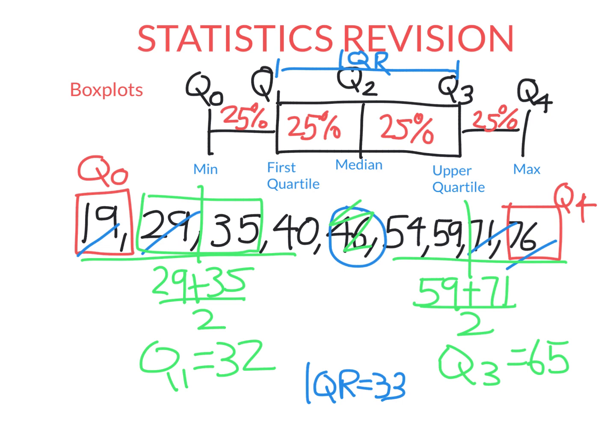The interquartile range is a bit more robust than the actual range because it's not susceptible to outliers. In this data, the actual range, 76 minus 19, is 57, but the interquartile range is 33. It tells you the range of the middle 50% of scores. So again, not susceptible to outliers.